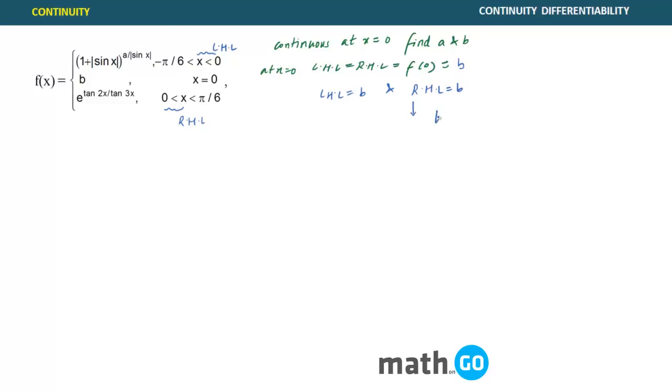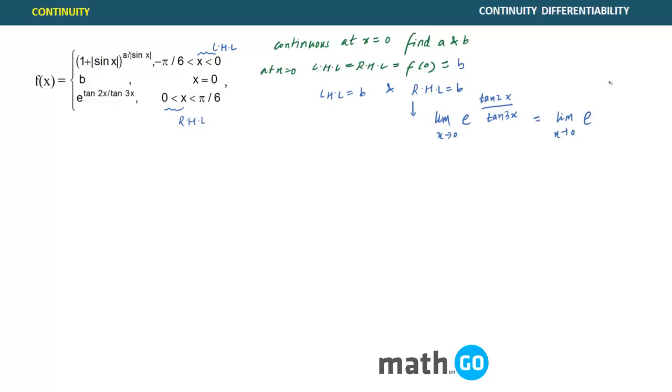So if I start with the RHL, you will say limit x approaching 0, simply e raised to the power tan 2x by tan 3x, right? This is what you people have to solve, and this is a very easy limit. If you want to solve this, you can easily solve it orally.